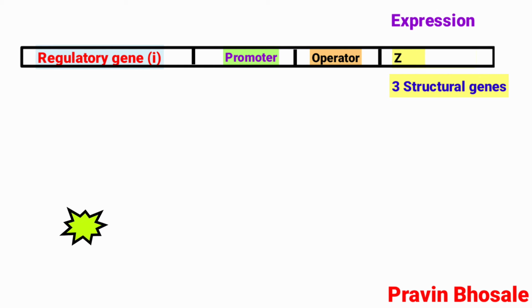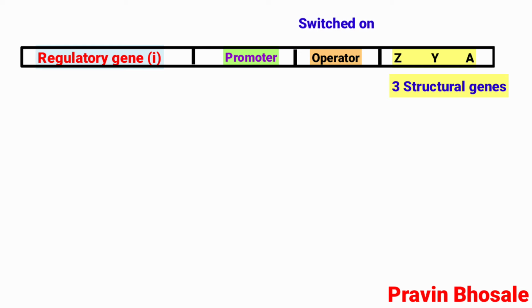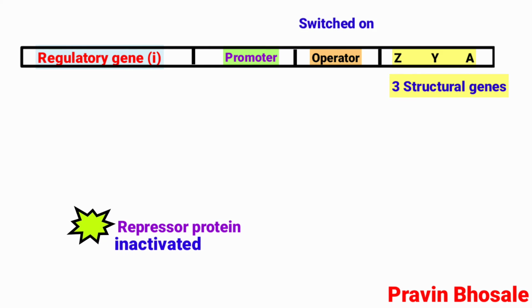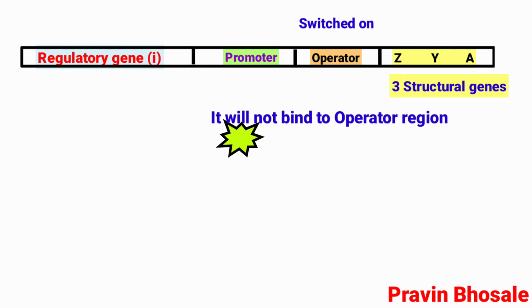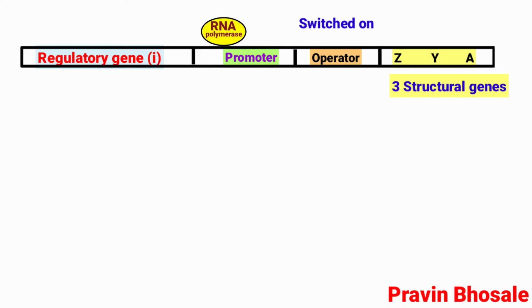Expression of genes Z, Y and A depends on whether the operator is switched on or off. If the operator is switched on, meaning the repressor protein is inactivated, it will not bind to the operator region. RNA polymerase will move from the promoter to the structural genes over the operator gene.